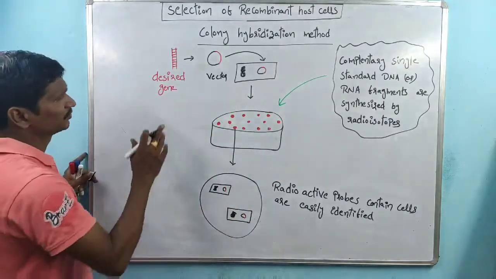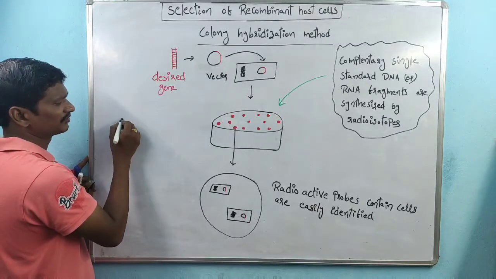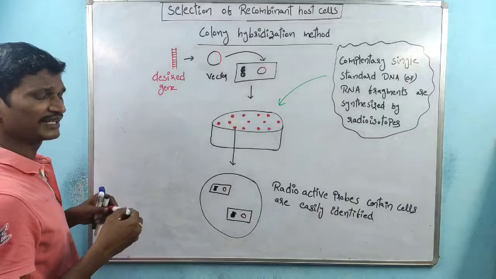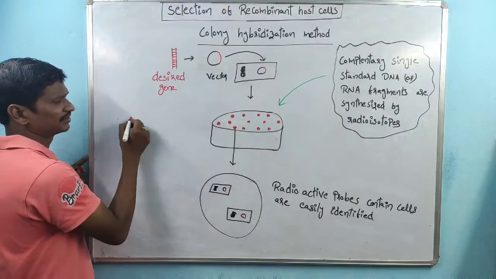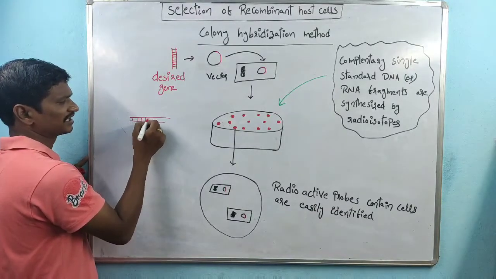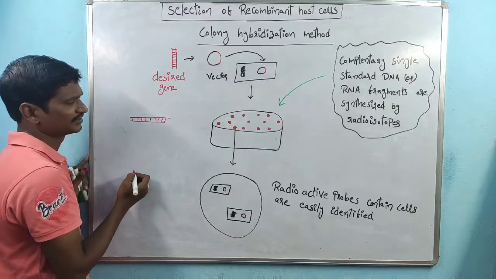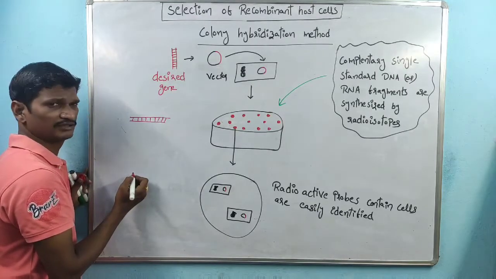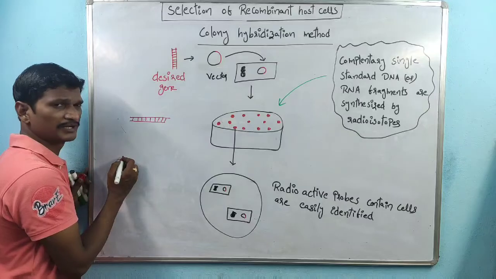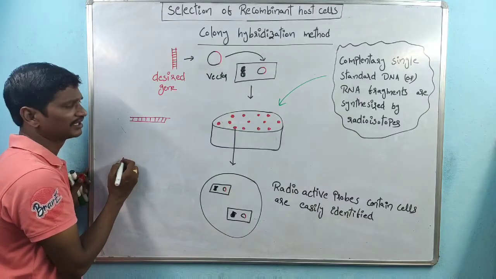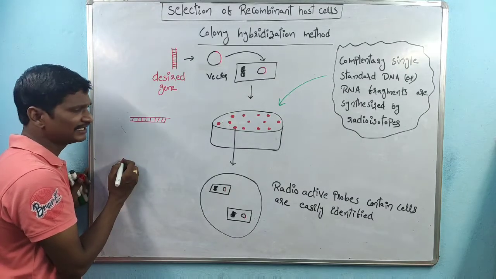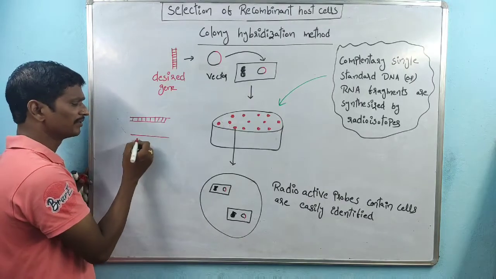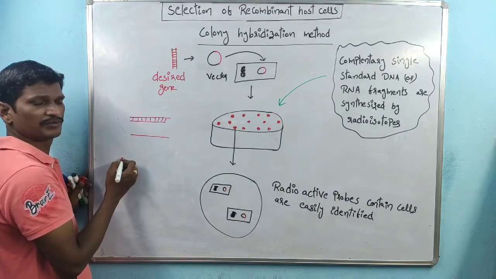Here the concept is we have the desired gene. Our target is the desired gene, which has a double stranded DNA structure. Here we are preparing the complementary single stranded DNAs or single stranded RNAs. We are preparing the complementary strands.